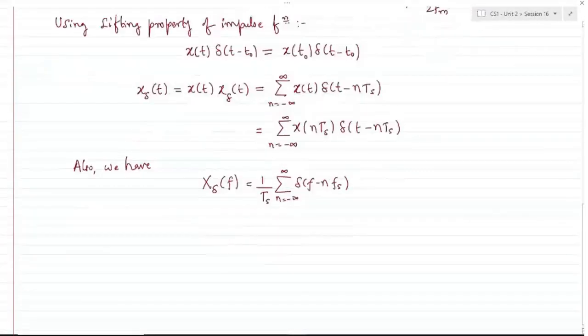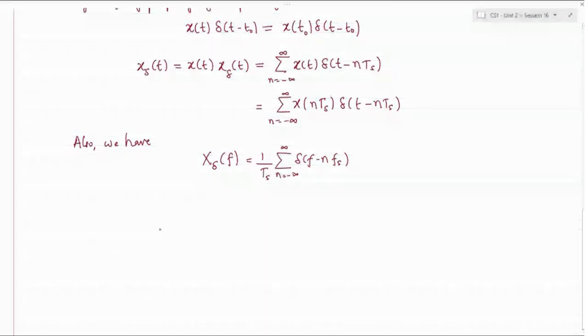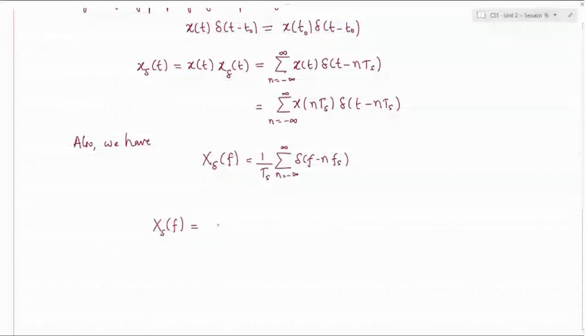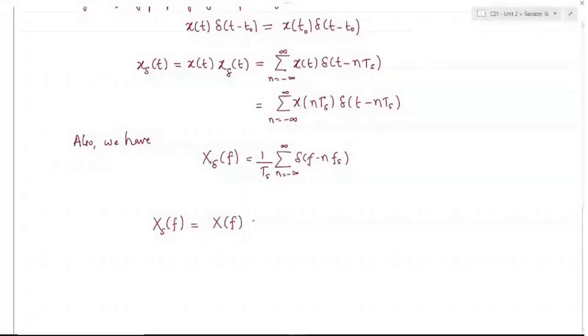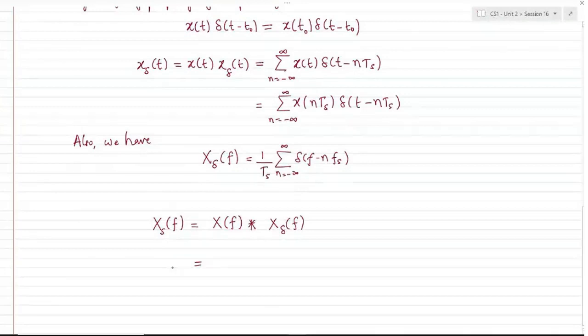Now multiplication of two signals in the time domain, x of t and x delta of t, is convolution in the frequency domain, right? That you are already aware of. So if I want to find the frequency domain representation of the sampled version of my information bearing signal, this is nothing but the convolution of x of f and x delta of f, correct? So that I can perform the convolution, again by using the convolution property of an impulse function.